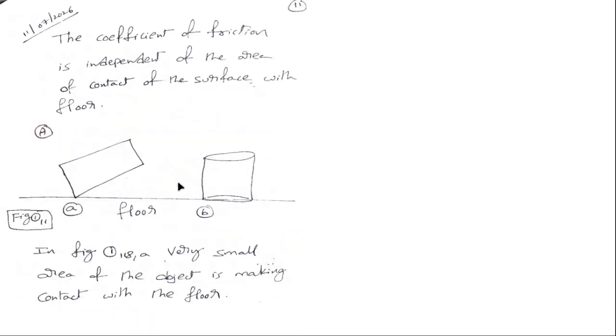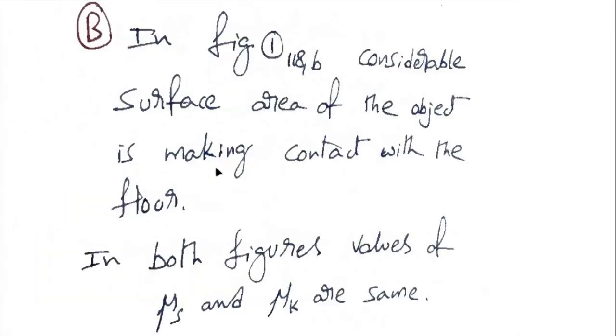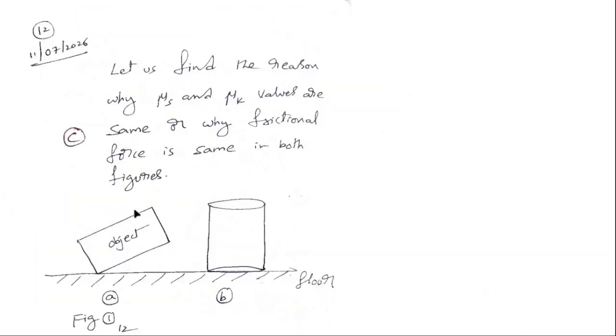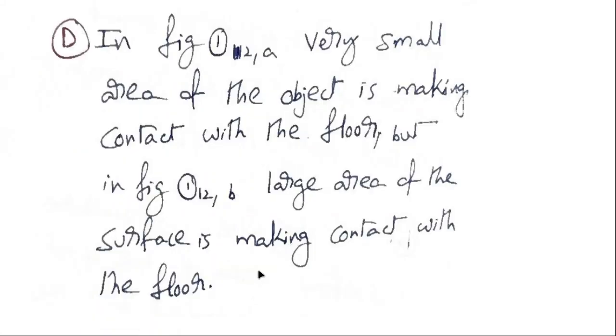Here an object is shown in figure A and another object is shown in figure B, but actually the two objects are the same. But in figure A, the object is positioned such that only a very little area of the object is making contact with the floor surface. But in figure B, a very large area of the object is making contact with the floor surface.